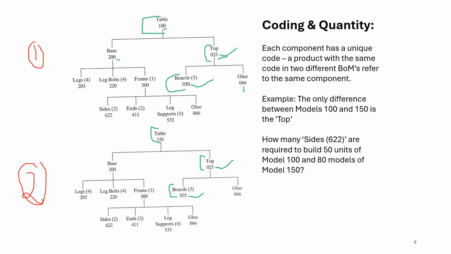So let's look at this example. How many sides which has a code number of 622 are required to build 50 units of model 100 and 80 units. Okay, there should be units.